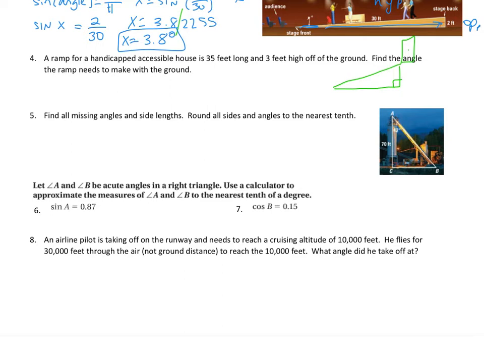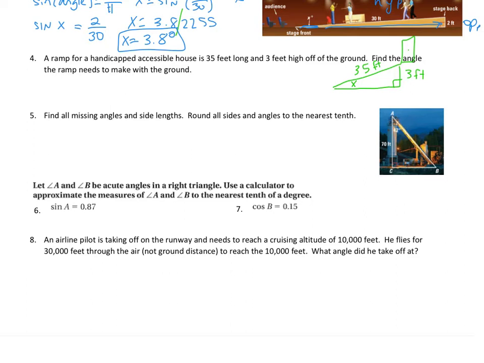If someone tells you how long the ramp is, they're talking about the part that you would actually roll on. So that would be our hypotenuse, 35 feet. It's 3 feet off the ground, so that would be your direct height, 3 feet. And we need to find the angle the ramp makes with the ground. So that's way over here, and that's what our angle is going to be set up as.